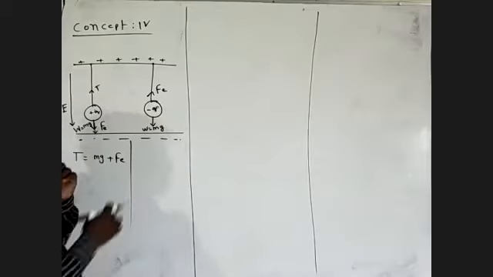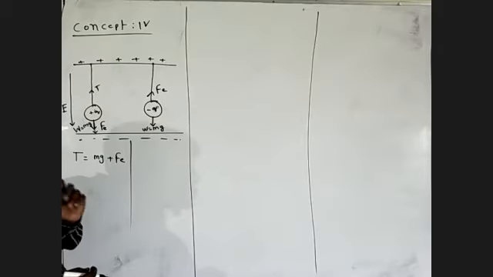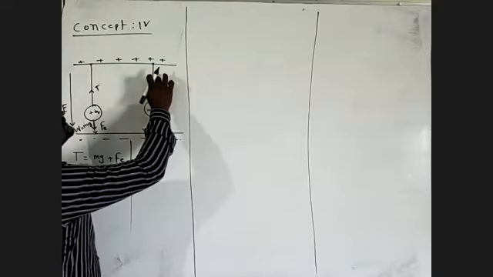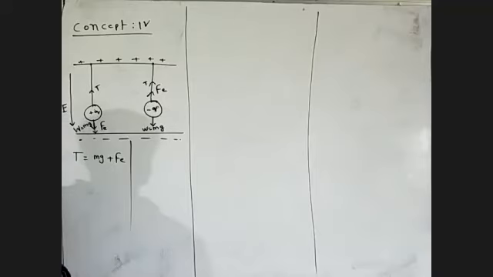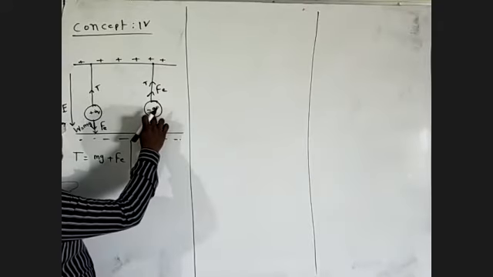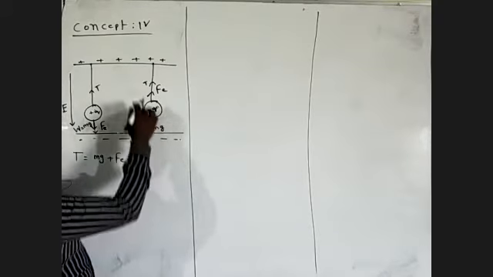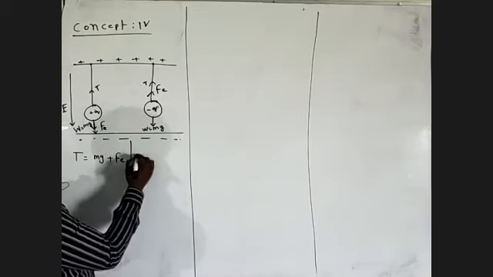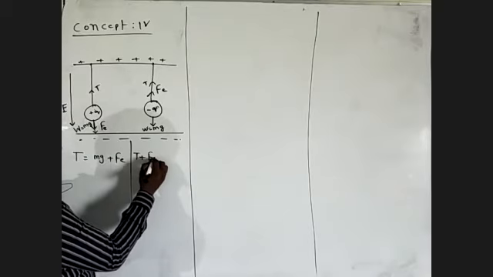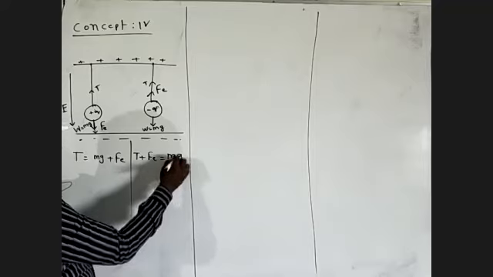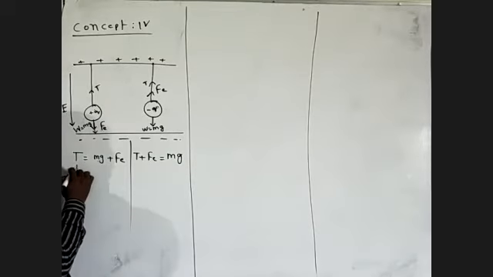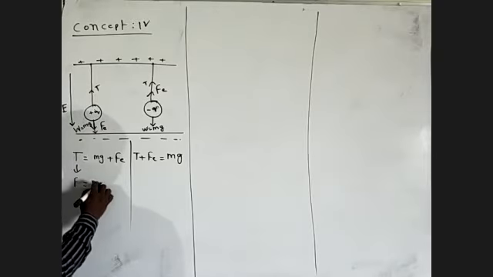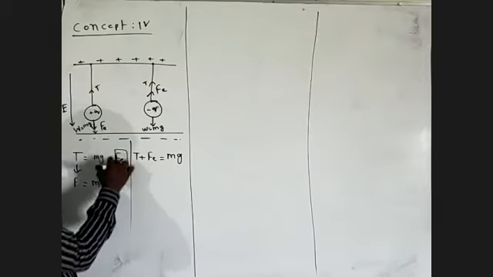This is a string. This string having tension T. The bob is at rest. Upward force is equal to downward forces. Upward forces plus T is equal to downward forces. This is the equation. Now T is nothing but force, which is equal to mg plus F, meaning the electrostatic force.